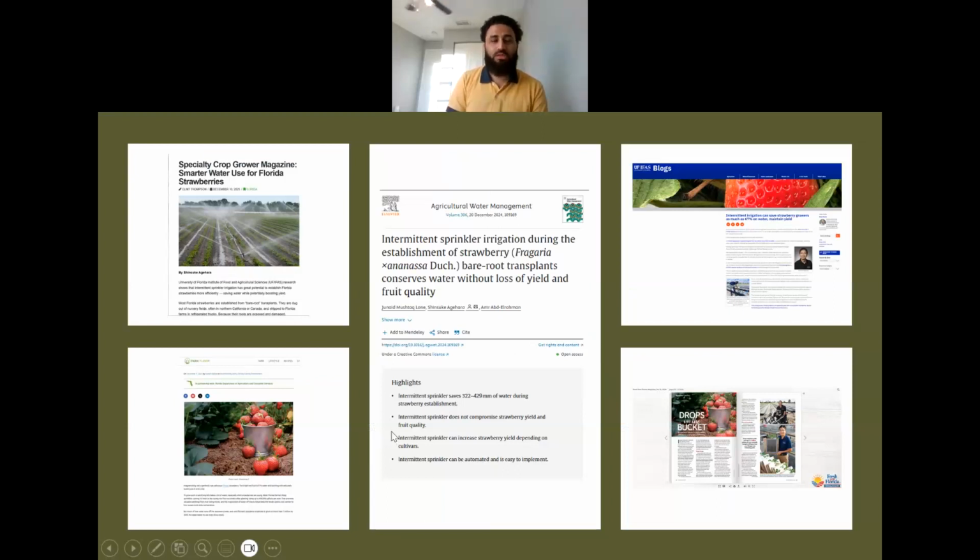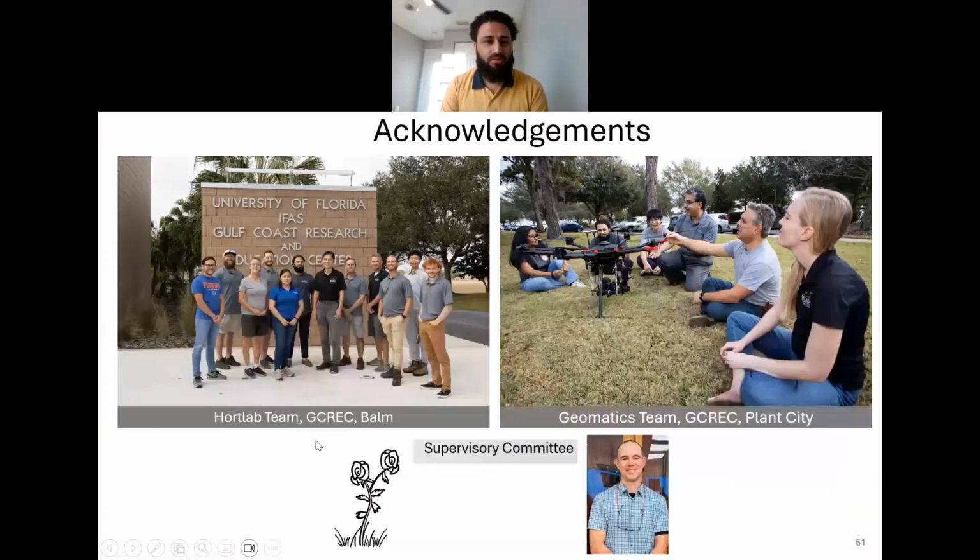So the first chapter is published. This is the water conservation part, the senescence part is coming. The LiDAR part is still in preparation. And the first study was picked up by many news agencies here locally because you were saving water and you were increasing yield also. So farmers were really interested in it. And yeah, that is all.